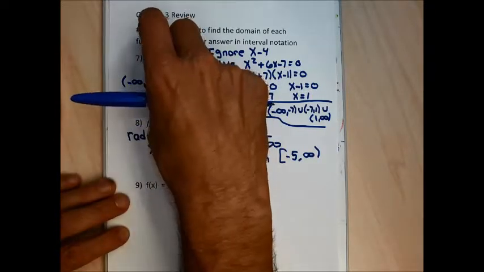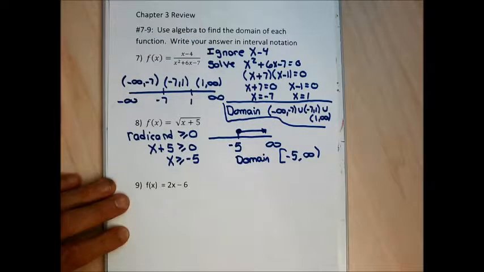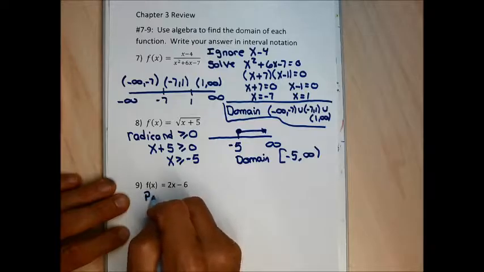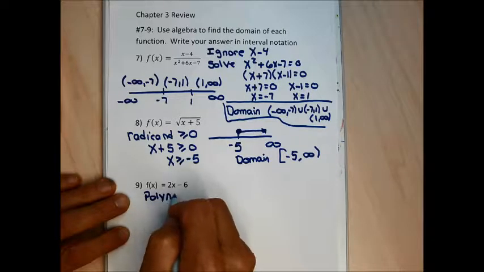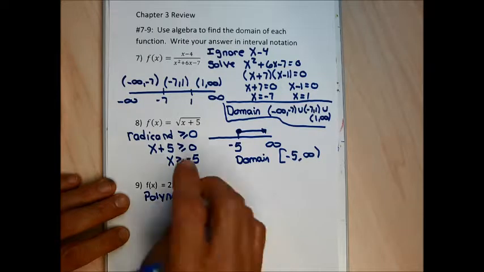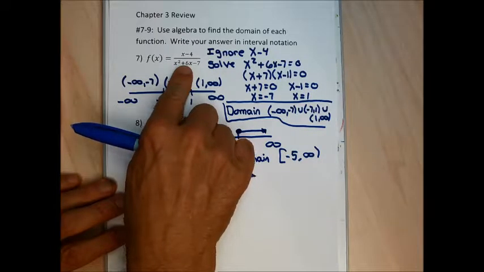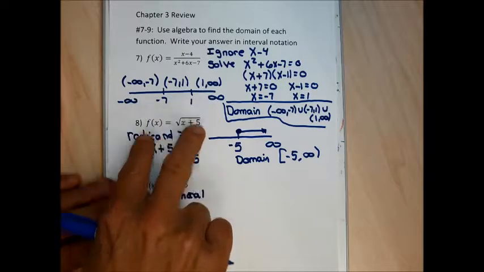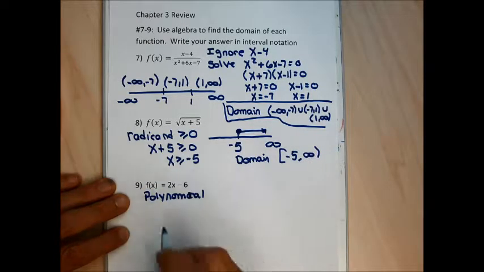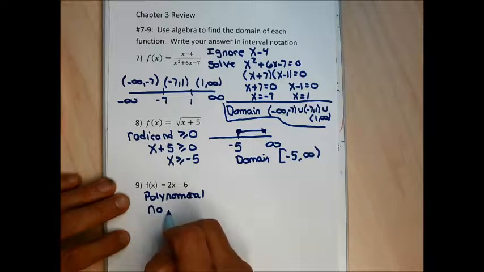So fraction domains and square root domains you find completely differently, and polynomial domains you find differently yet. So there are 3 kinds of algebraic domains that we did in this section. For fractions, you set the denominator equal to 0, create number lines, create intervals. For square roots, you set the radicand greater than or equal to 0, you do the algebra, and that gives you the domain. For polynomials, there's no algebra for the domain.